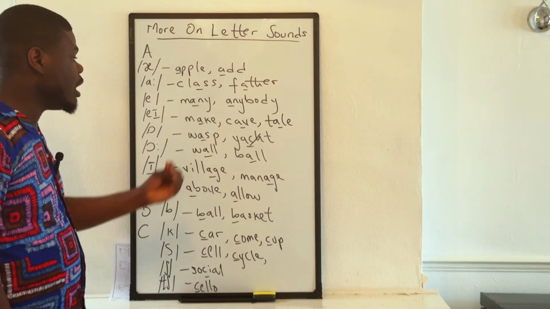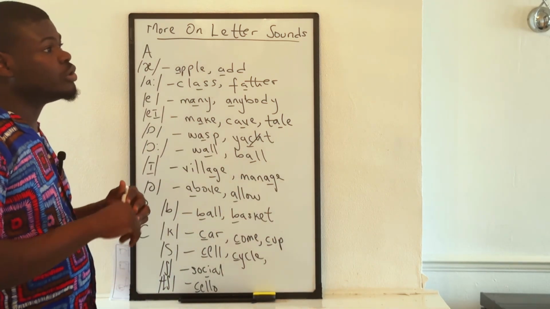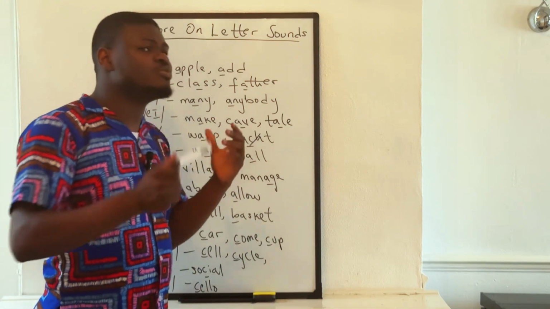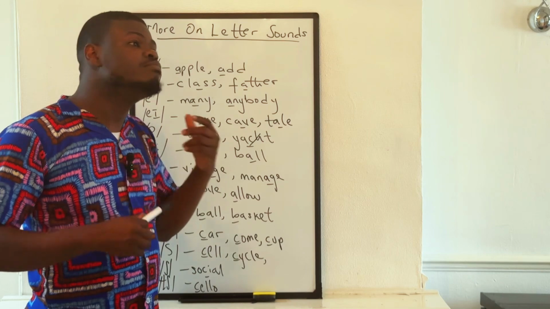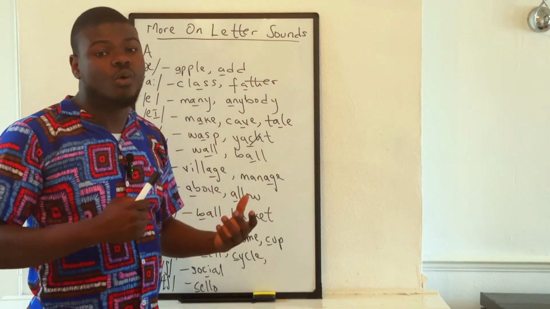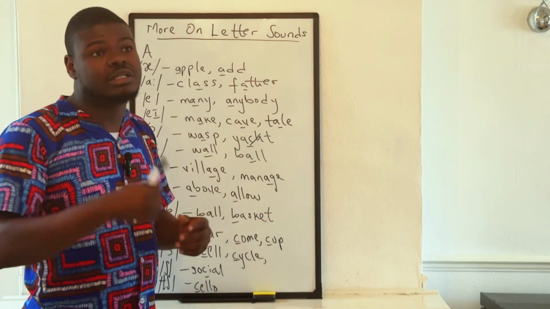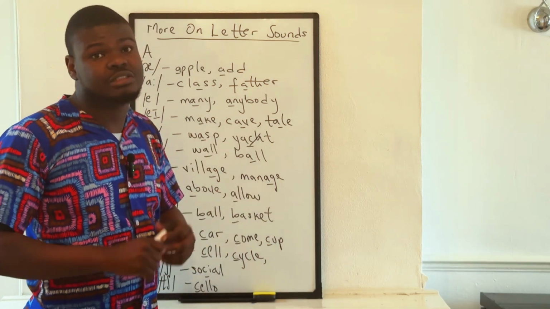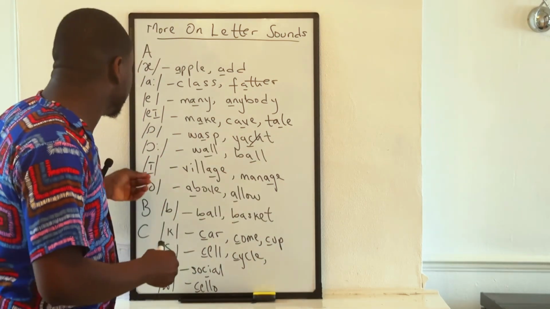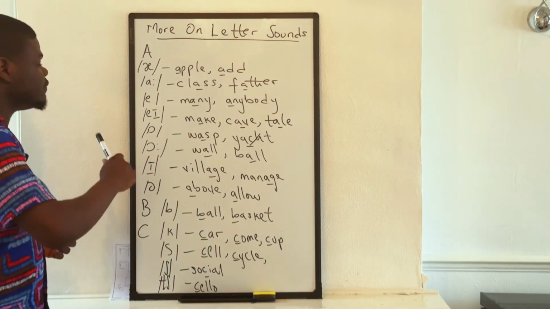The next is the long O sound, as in wall and ball. That would also tell us that most times when we see letter A coming before double L, it is most often pronounced as the long O sound, as in all of you, as in ball, as in wall, as in stall.